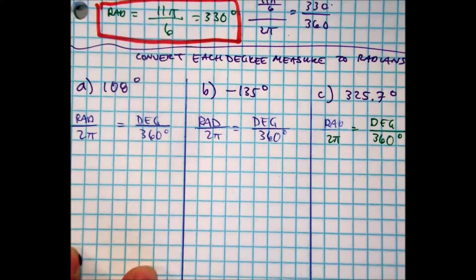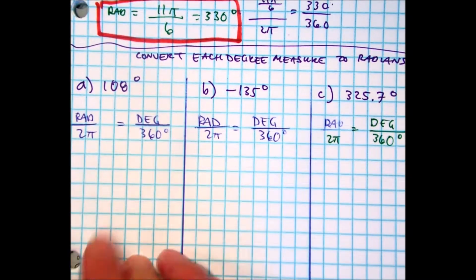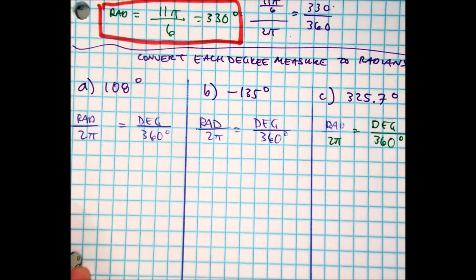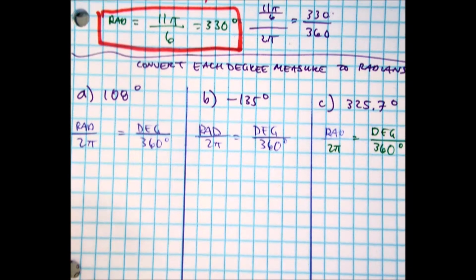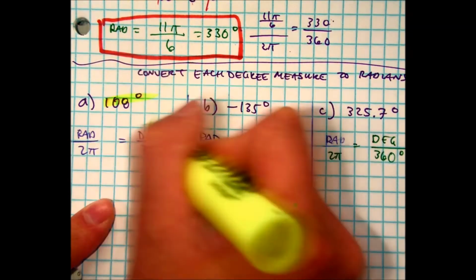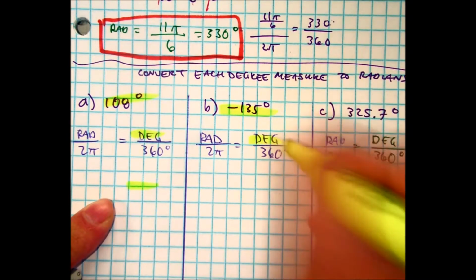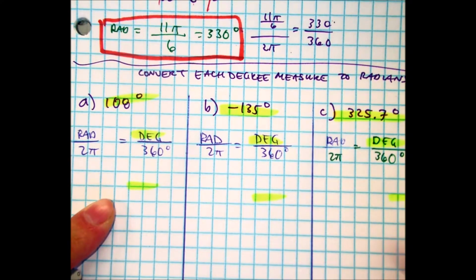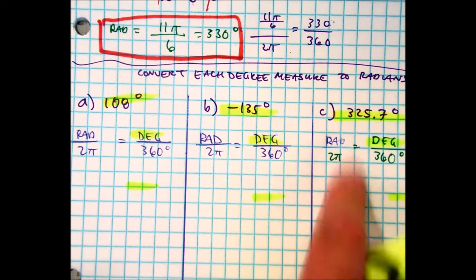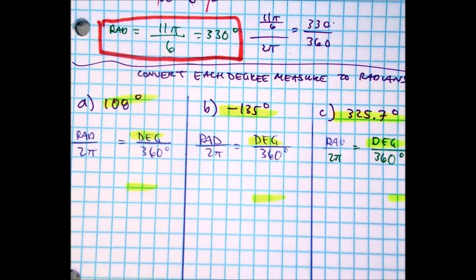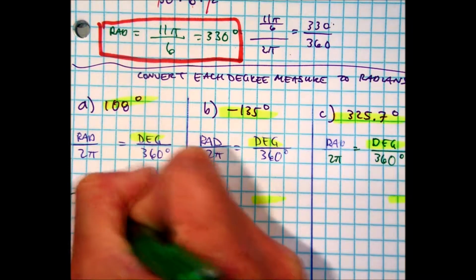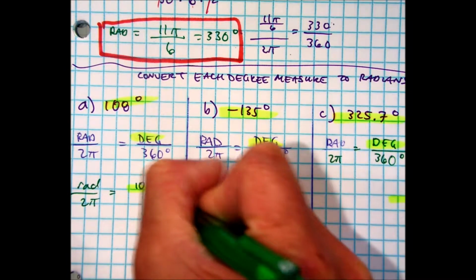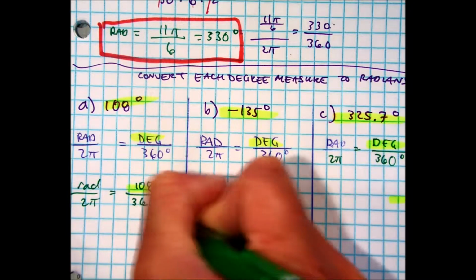Alright, let's go ahead and convert each of these degree measures to radians. The first one I have is 108 degrees. For each of these, you're putting it right there in the numerator, right? Tomorrow we're just going to switch it: I'm going to give you the radian, you solve for the degree. So I'm going to have radians over 2 pi equals 108 divided by 360.